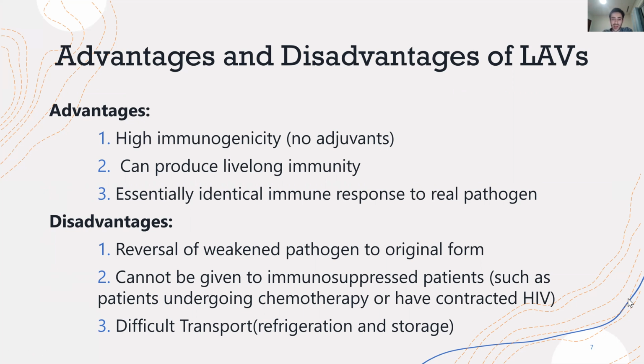Disadvantages would be that in rare cases, there's a reversal of the weakened pathogen to the original form. And also it cannot be given to patients with immunosuppressed conditions, such as patients who do chemotherapy or have HIV. Another disadvantage is the transport. You need to keep the vaccine refrigerated and stored to make sure the vaccine doesn't die.